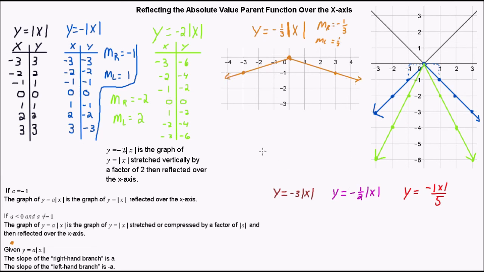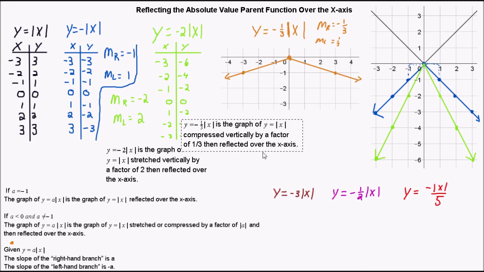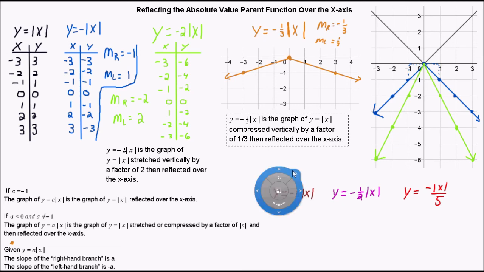Okay, and so what you should notice is that the graph of y equals -1/3 times the absolute value of x is the graph of the parent function compressed vertically by a factor of 1/3 and then reflected over the x-axis. Okay, based on how I just graphed y equals -1/3 times the absolute value of x, try to graph these three functions. Pause the video, graph the functions, describe the transformations from the parent functions, and when you come back, I'll have the answers posted to the screen.